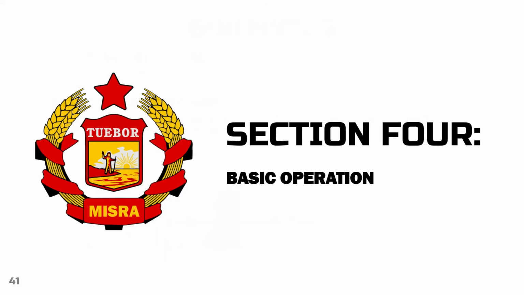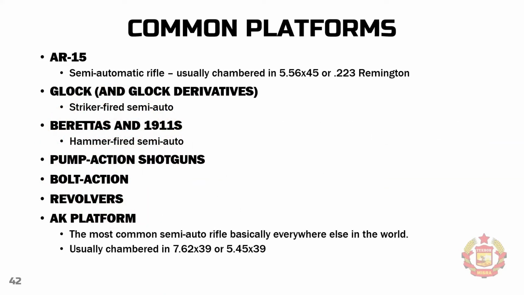Section 4, basic operation. We've got some videos to show you to familiarize you with some of the common platforms in use, at least in the US. First we've got the AR-15 video. All these are done by members. The AR-15 is a semi-automatic rifle, usually chambered in 5.56x45 or .223 Remington. Then we've got the Glock video and Glock derivatives, striker-fired semi-automatic, a hammer-fired semi-automatic, pump-action shotgun, a bolt-action rifle.